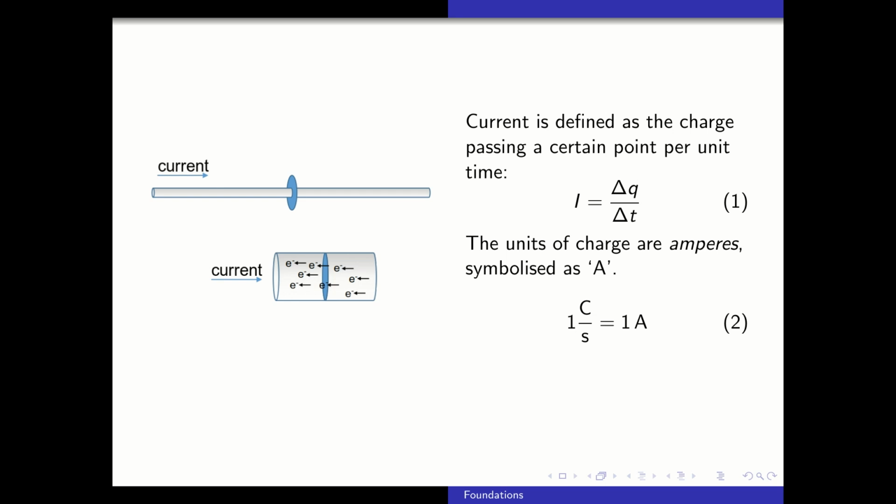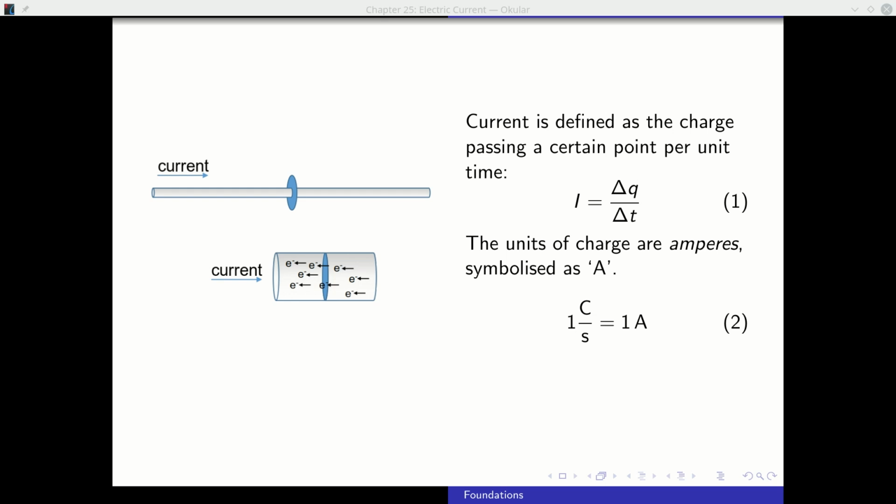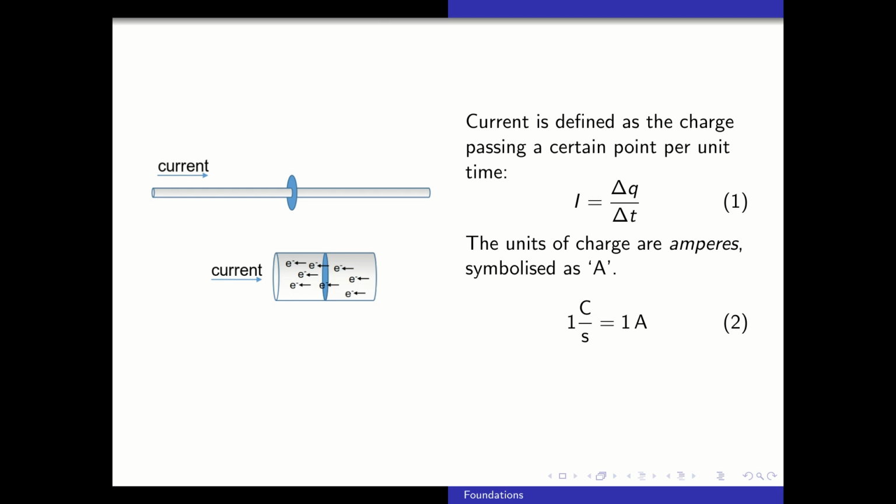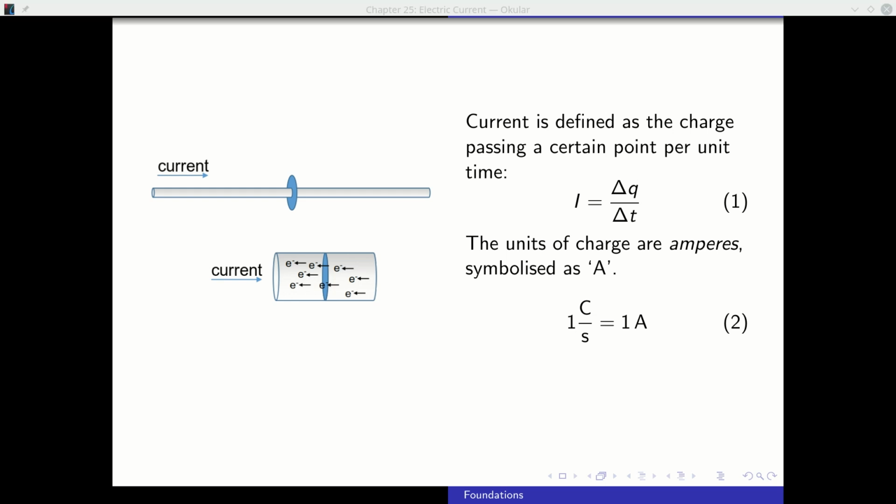So really, when we're talking about electrical current, we don't usually worry too much about how much charge there is or how fast it's moving. Rather, we take that as one big piece, some amount of charge passing a point per unit time. The units of current are amperes, which we symbolize with an A, and an ampere is defined as 1 coulomb per second.